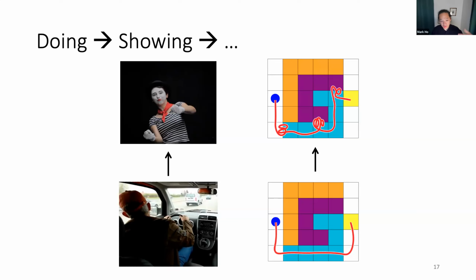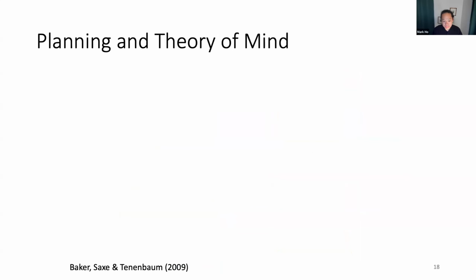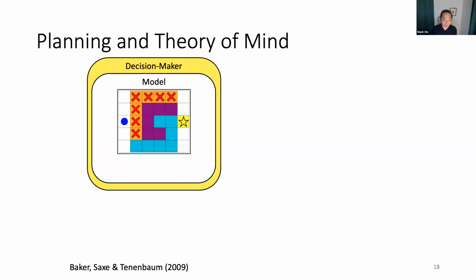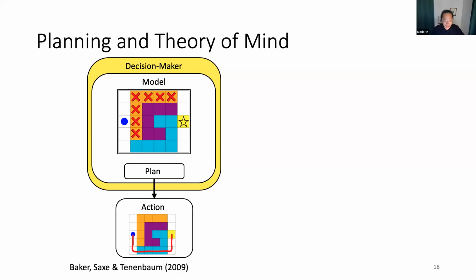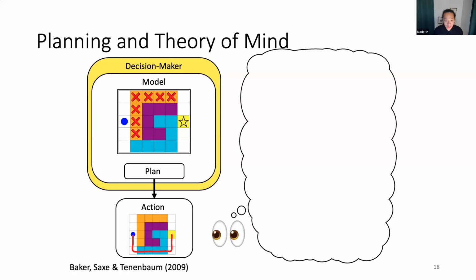Something's happening in this showing action that is kind of more social, more interactive. And so the way we can think about this is as a kind of planning and theory of mind and inference process. On the one hand, you could have a very simple agent that's just doing the task, where they have a model of the task, of the reward function and so on. And based on that model, they do some planning and then they take some actions.